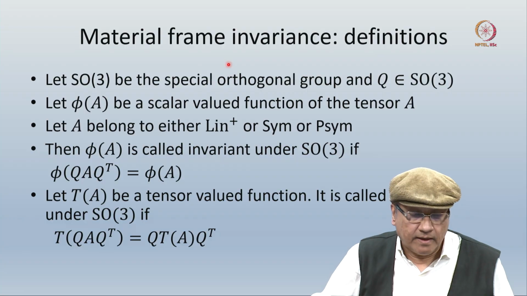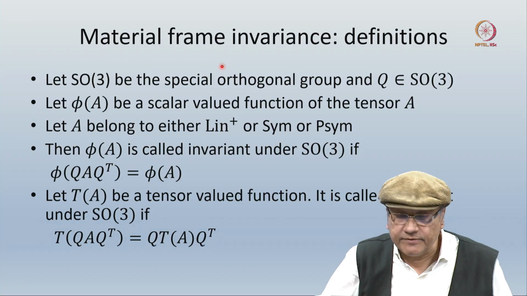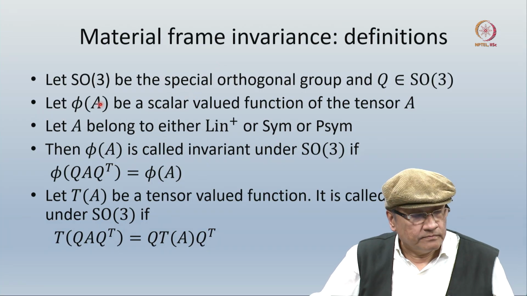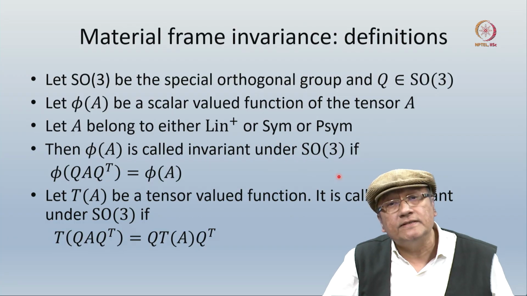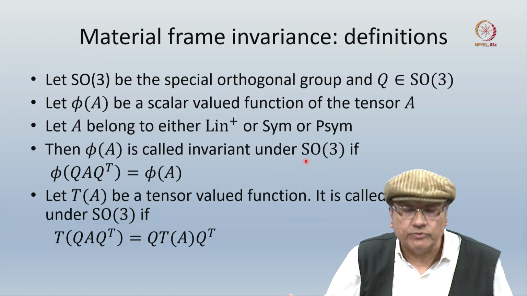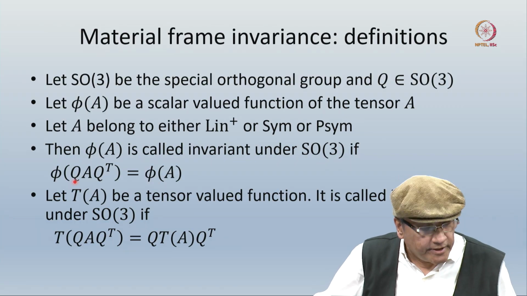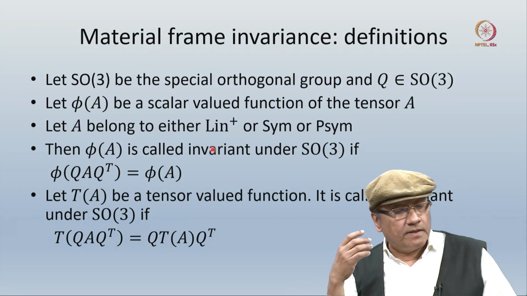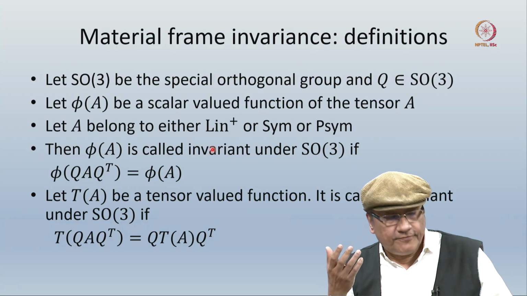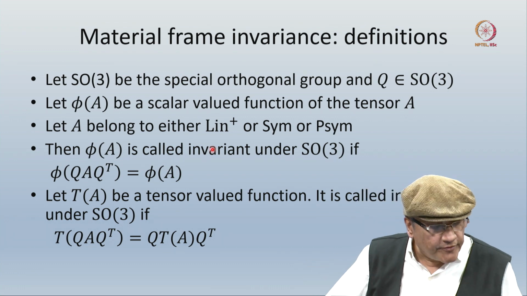So if I now do a frame change, a change in the coordinates of the referential body by a rigid body rotation Q, then we say that this phi of A is invariant under this rotation, or under all rotations, invariant under SO3 itself, if for any such rotation Q belonging to SO3, phi of Q A Q transposed is equal to phi of A. That means the field phi of A is not affected by such rotations of the material frame.